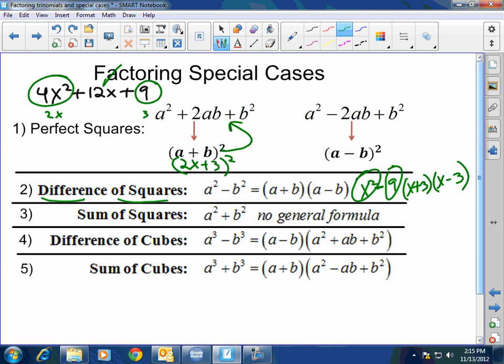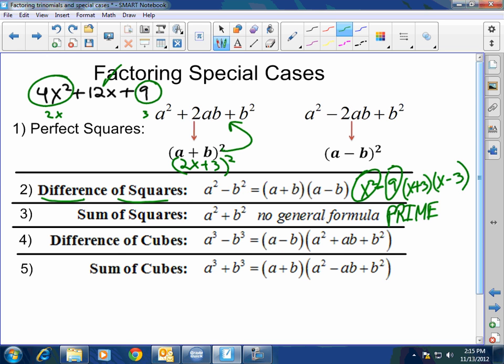Okay, I'm just going to go over these. We're not going to do a lot of examples, but come on, guys. Let's motivate. Sum of squares. There is no general form. Whenever you get a perfect square plus another perfect square, you simply put prime. You cannot factor the sum of squares.